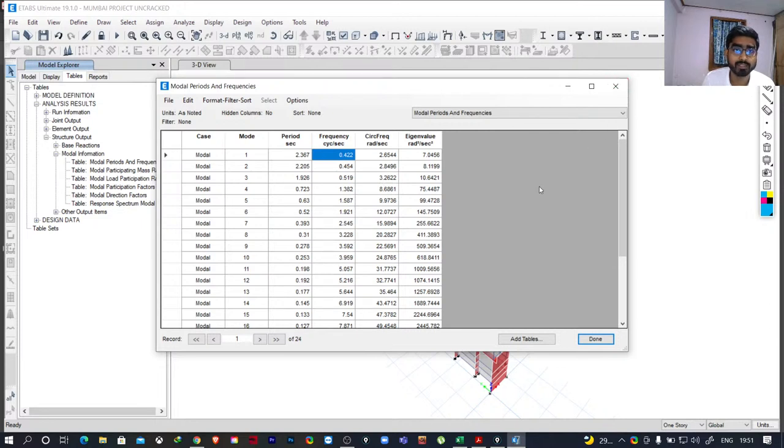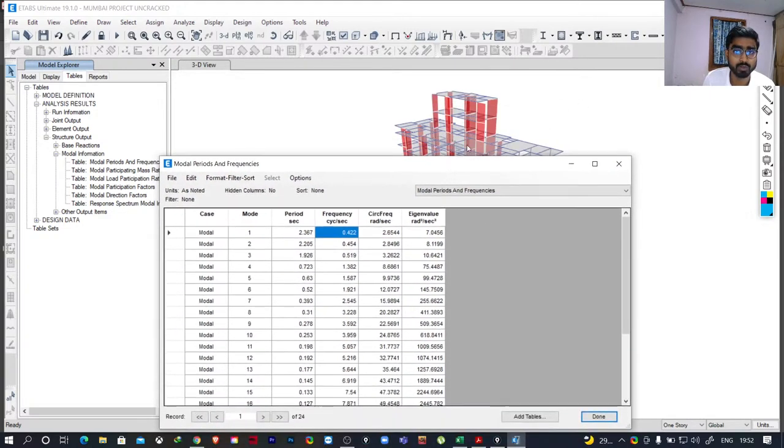The effect should be considered in the model, obviously, where we are designing. Here also you can consider it, but afterwards while designing you need to assign the stiffness. So I will write somewhere what is the fundamental time period that we have got. Fundamental time periods for first mode, we have got 0.367, and for the second mode we have got 2.205.